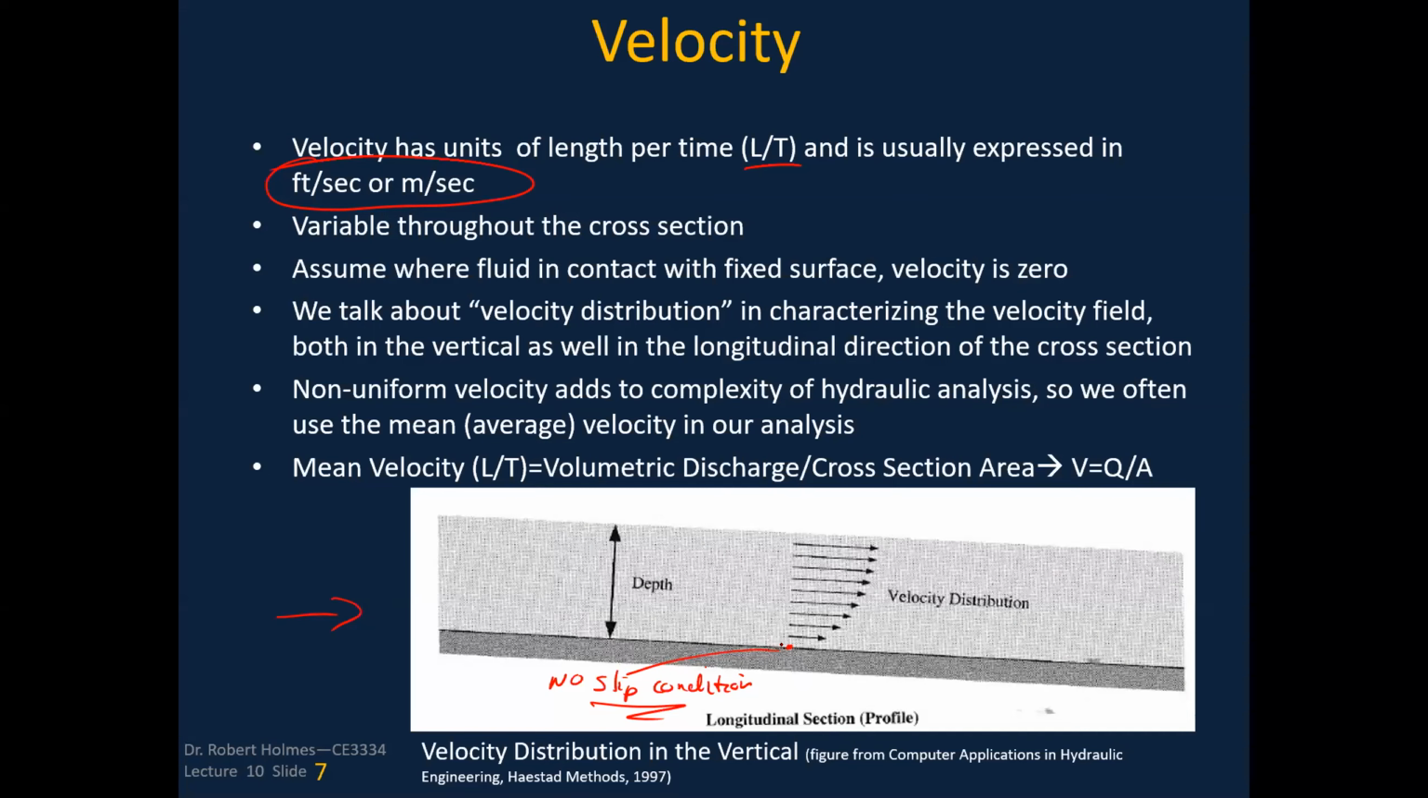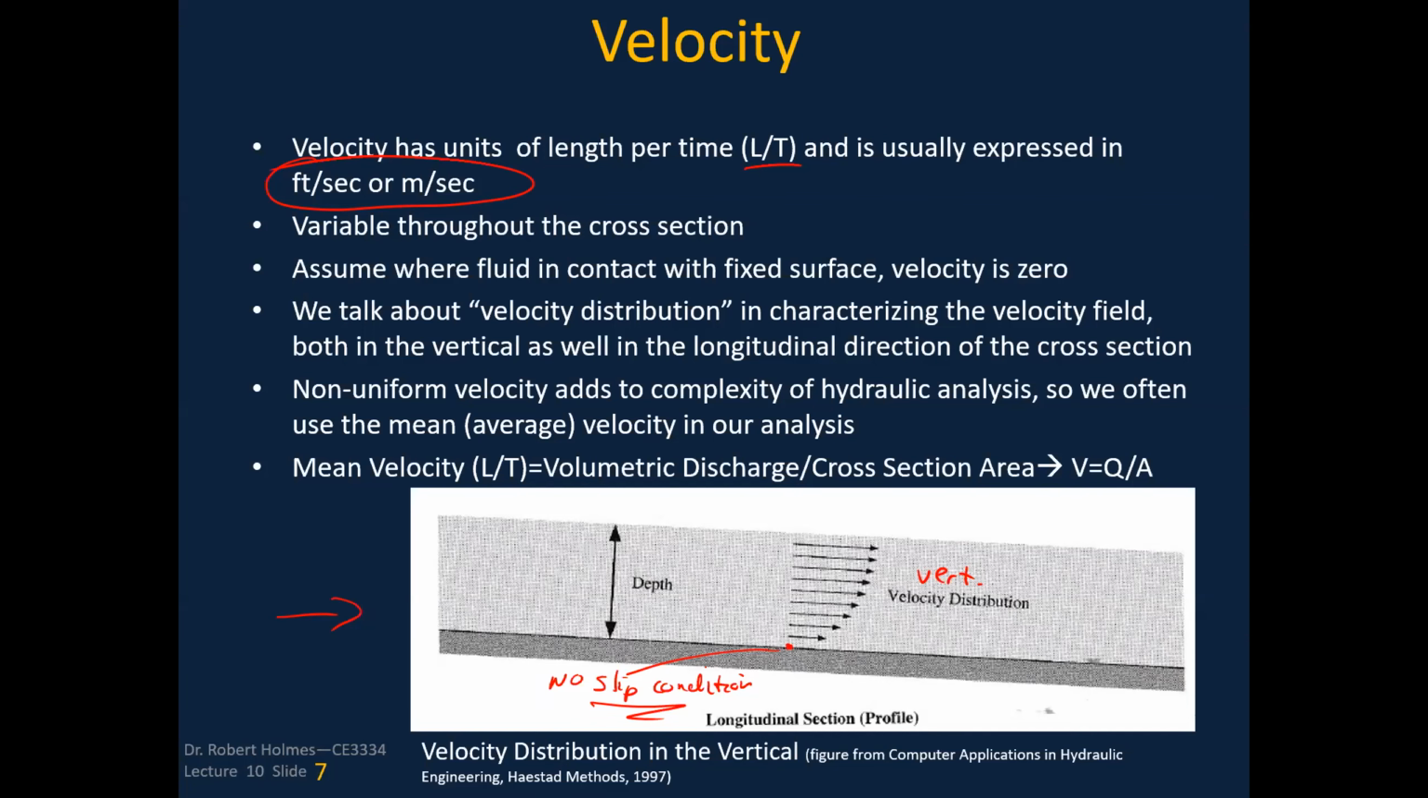When we talk about velocity distribution, we're characterizing the velocity field. In this case, we're talking about a vertical velocity distribution, but we could also be talking about it laterally across the cross section. Here in the vertical, the higher velocities are near the surface, the farther away we are from the bed of the river. We also would have some sort of velocity distribution across the channel, going from where probably the velocities are the highest over to near the bank where they're going to be the lowest.